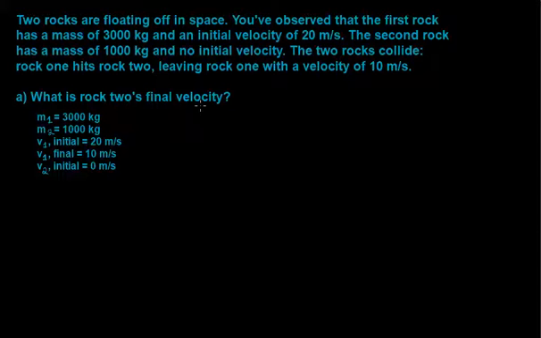So with all of this, we have these initial values that the problem has given to us, including the masses of rock 1 and rock 2, the initial velocity of rock 1, the final velocity of rock 1, and the initial velocity of rock 2, which was 0 meters per second. So what we want to end up with is the final velocity of rock 2.